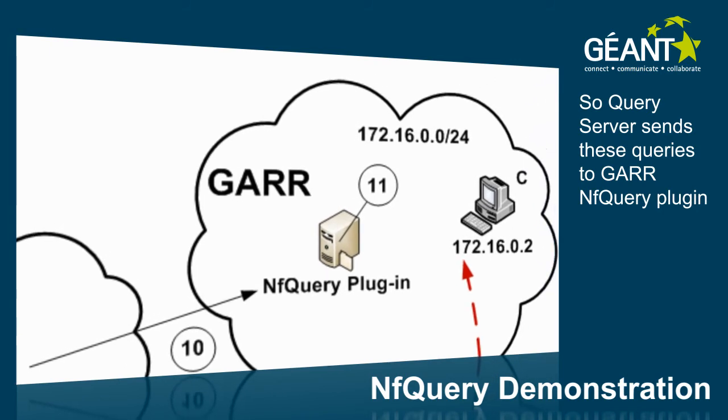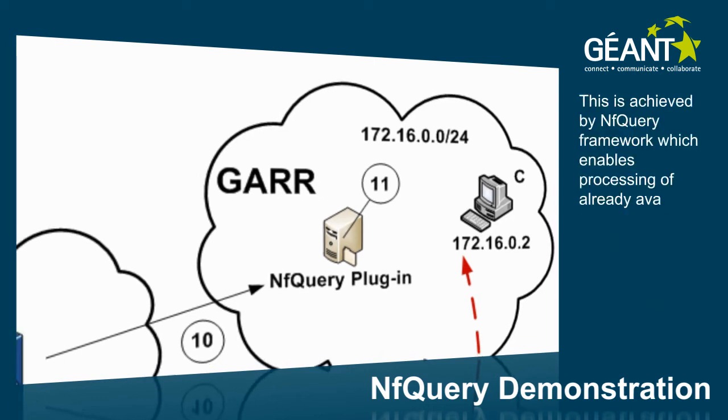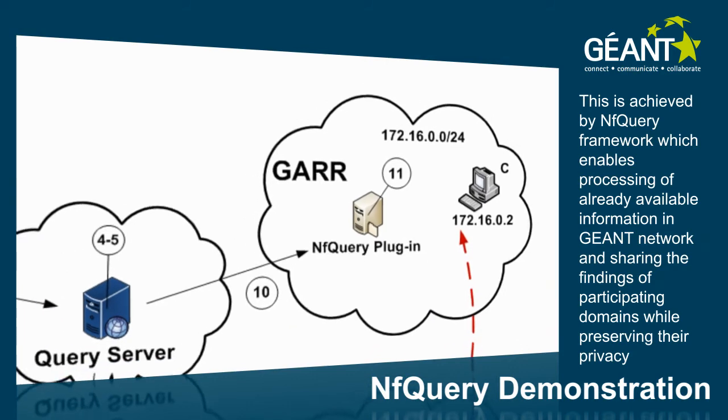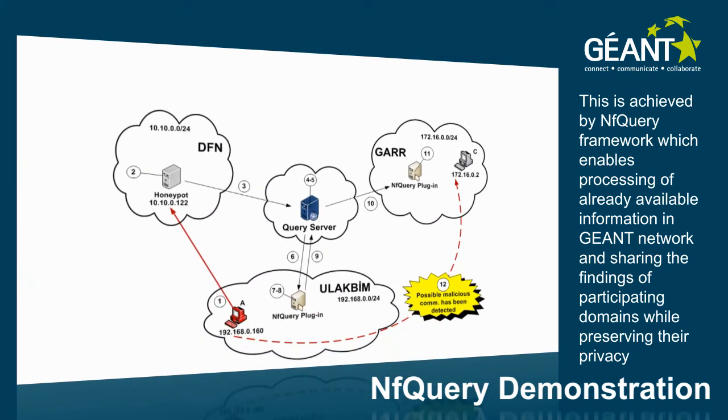The GAR NfQuery plugin runs these queries and becomes aware of malicious activity against Node C under its domain. This is achieved by the NfQuery framework, which enables processing of already available information in the GEANT network and sharing the findings of participating domains while preserving their privacy.